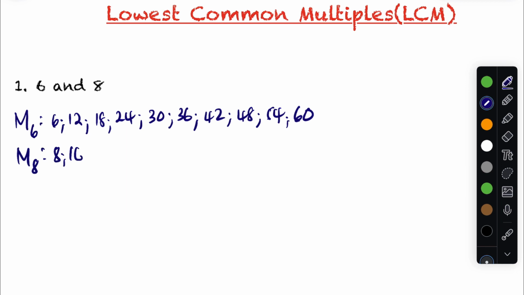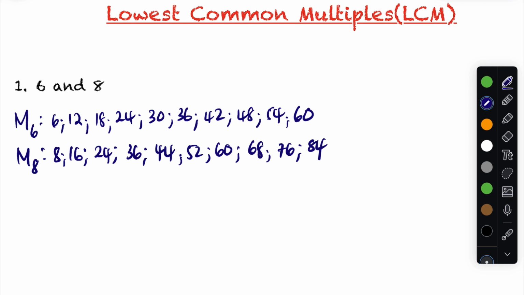Okay, let's go to the multiples of 8. It's 8, the first one, 16, 24, 32, 40, 48, and after 48 it will be 56, 64, and 72. Let's see, 1, 2, 3, 4, 5, 6, 7, 8. Okay, two more. That will be 80 and 88. So those are the first 10 multiples.